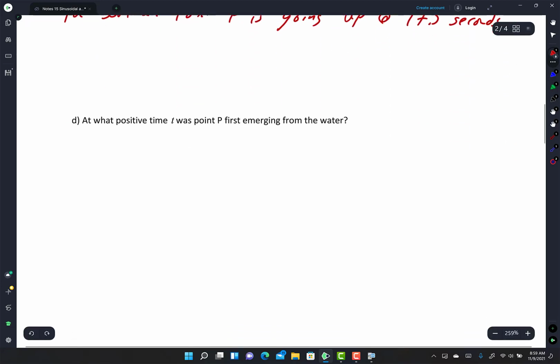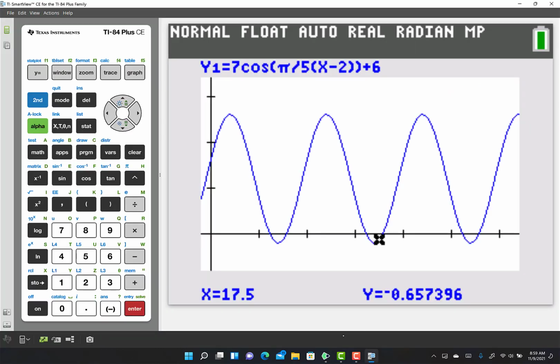Look at letter D. At what positive time t was point P first emerging from the water? So let's look at our graph. We don't want this one here. I don't want when it first went into the water. I want when it first went out of the water. Does that make sense, guys? So we just tell the calculator to give it to us.